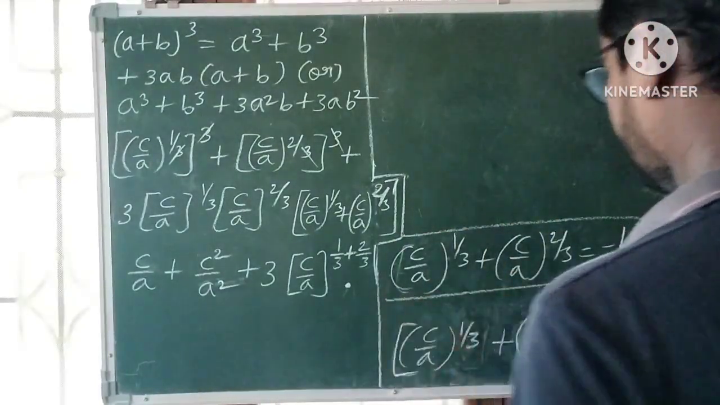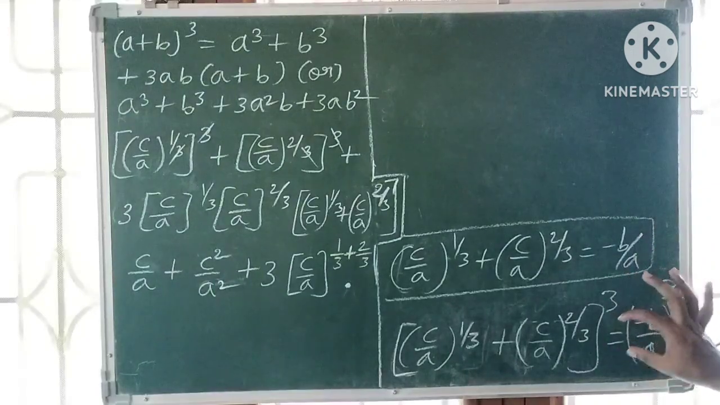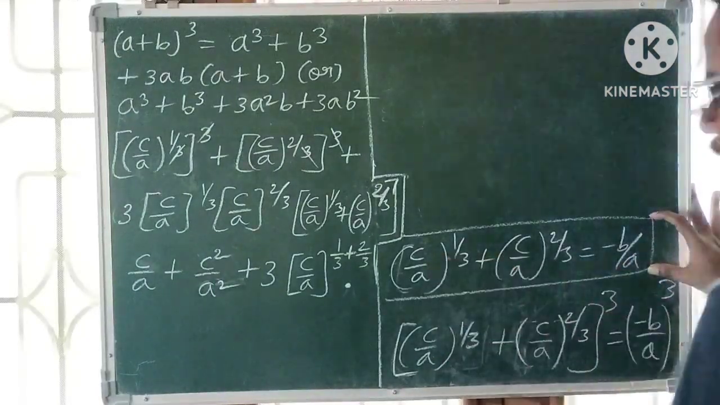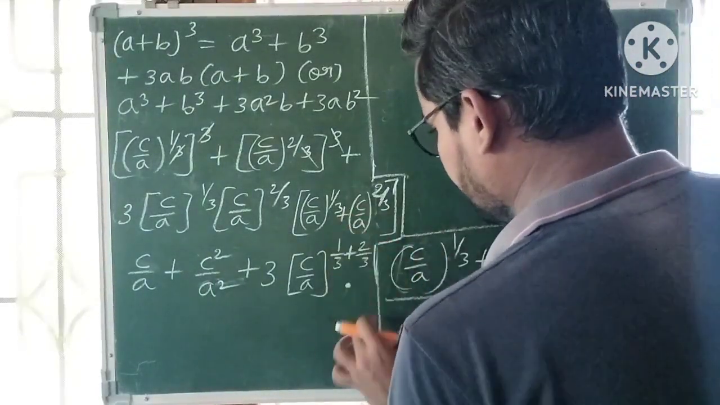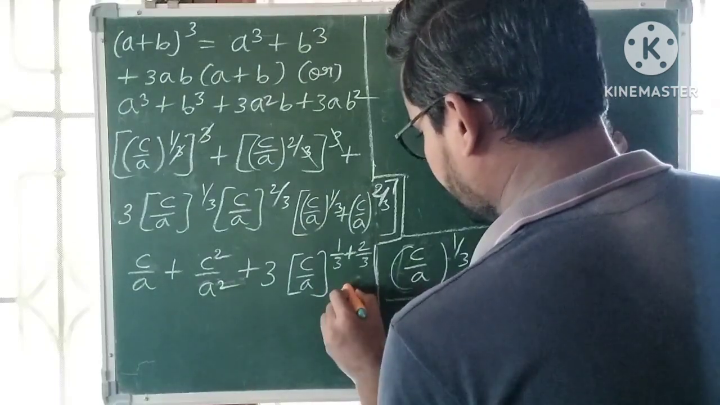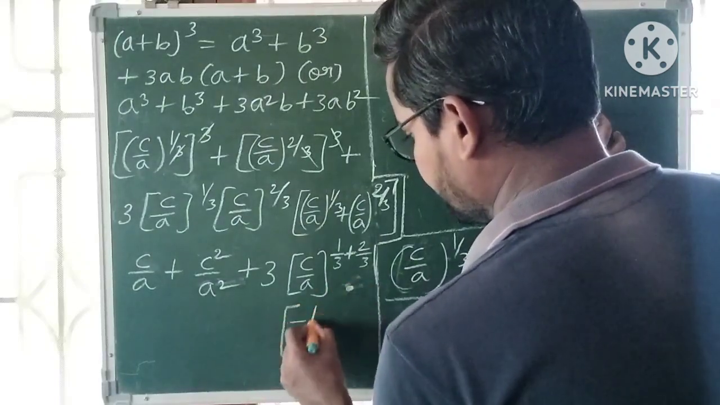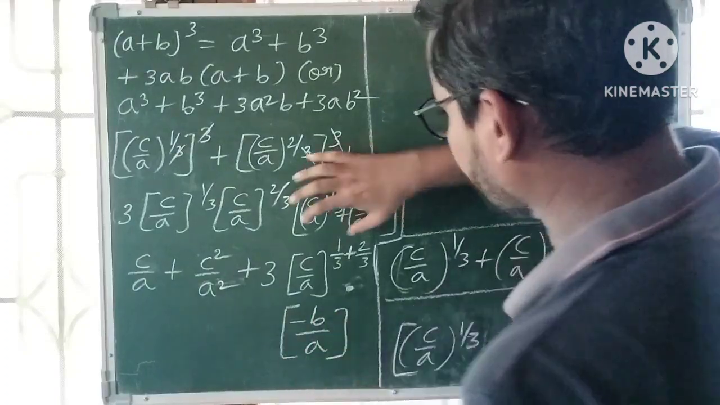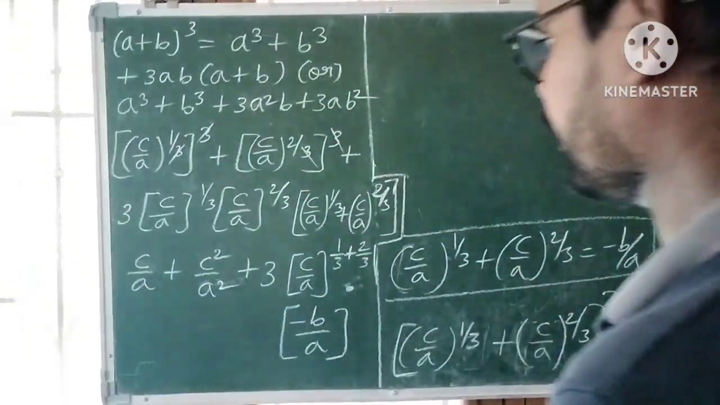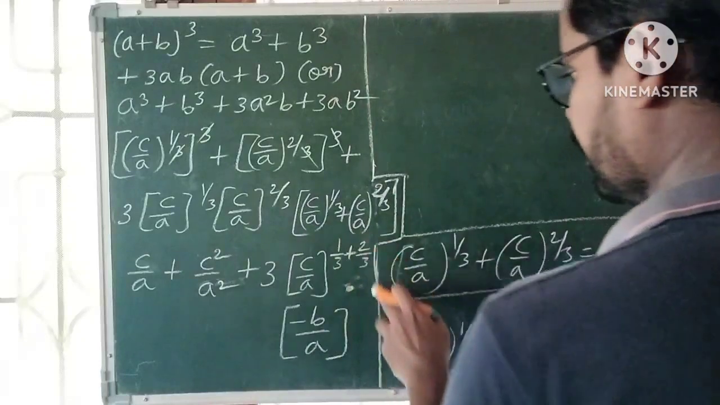Okay? So this came from cubing it. So we know that this value is equal to minus b by a. So in place of this expression we can write minus b by a into minus b by a. Okay, next, 1 by 3 plus 2 by 3.